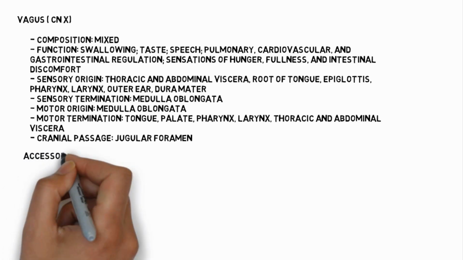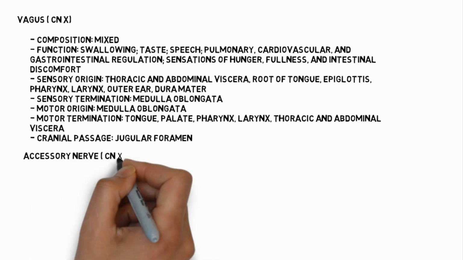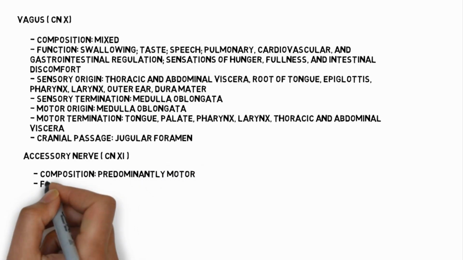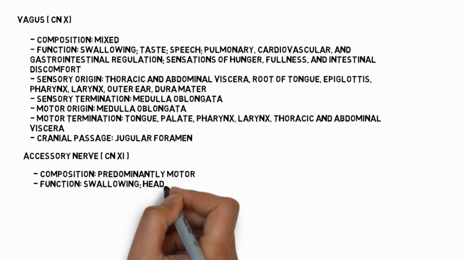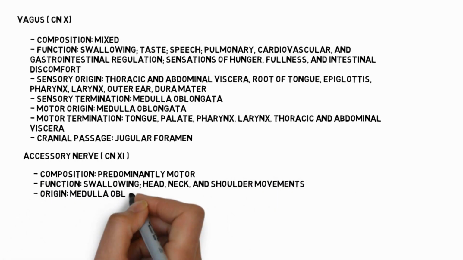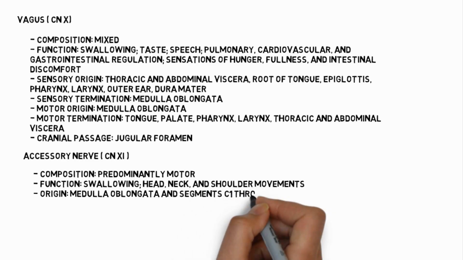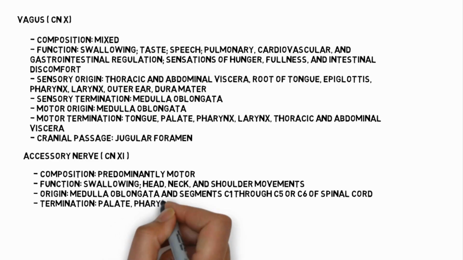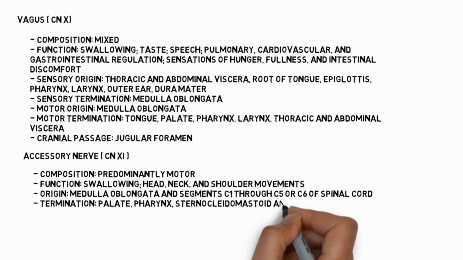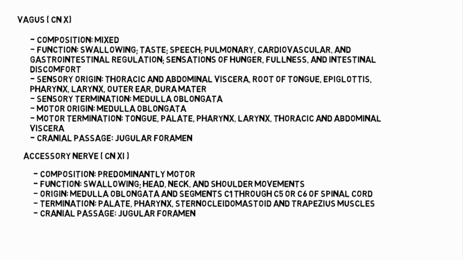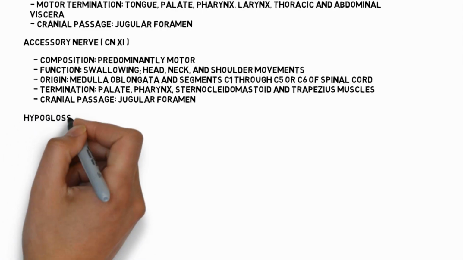Next, cranial nerve 11, that is accessory nerve. It is predominantly motor nerve. Helps in swallowing and movements of head, neck and shoulder. It originates in medulla oblongata and segments C1 through C5 or C6 of spinal cord. Terminates in palate, pharynx, sternocleidomastoid and trapezius muscles. It also passes through jugular foramen.